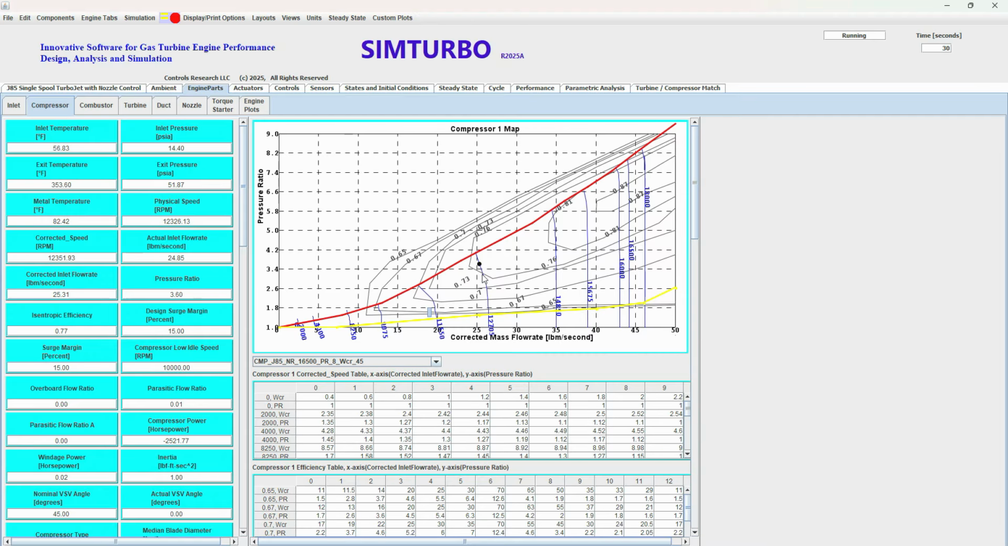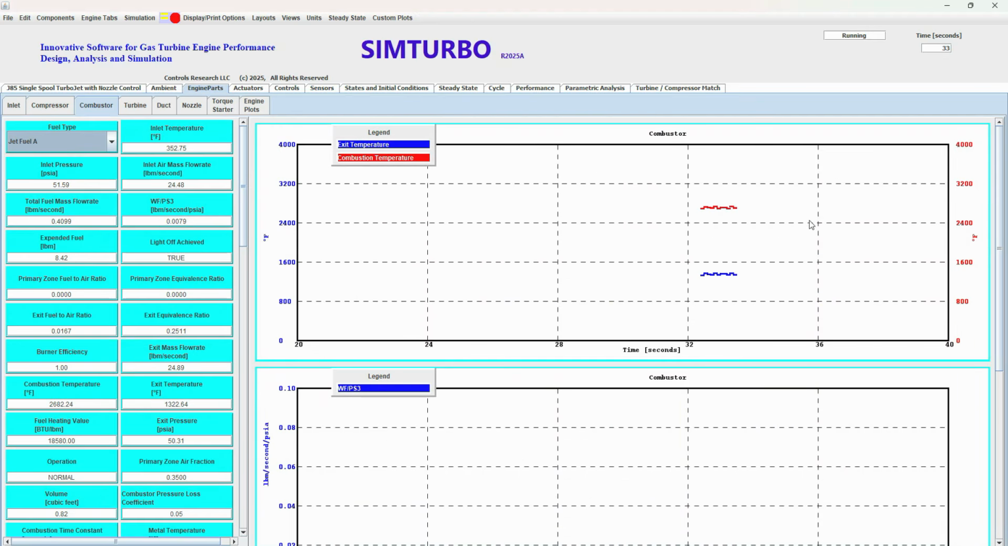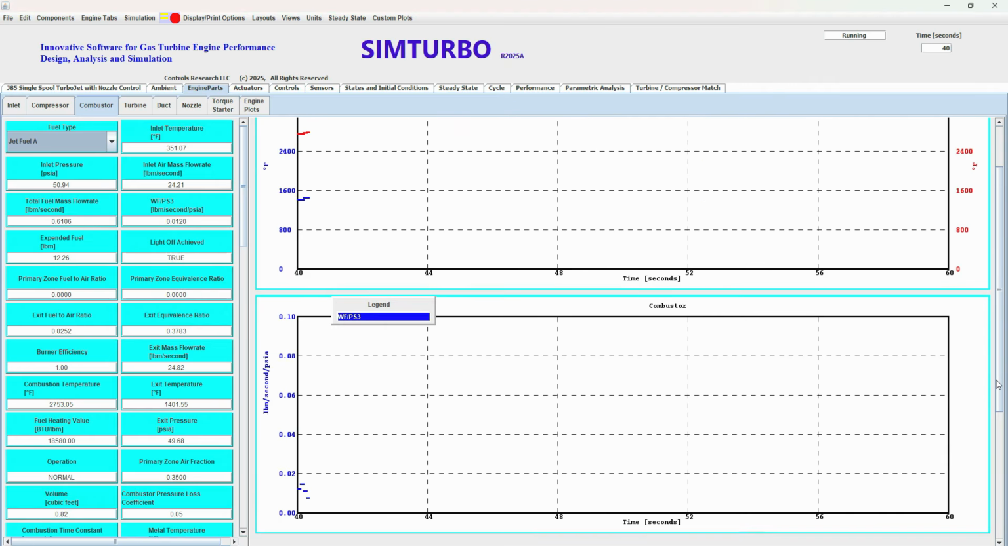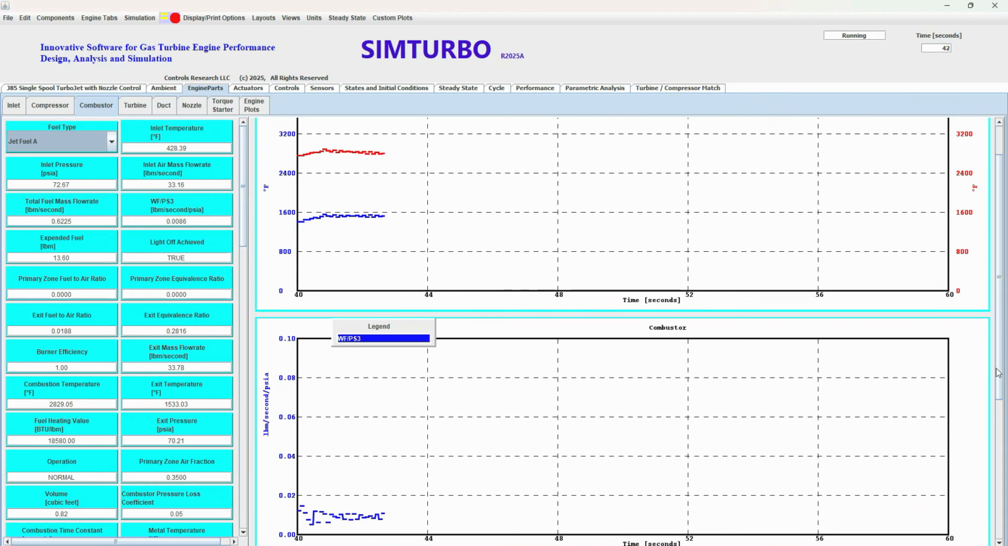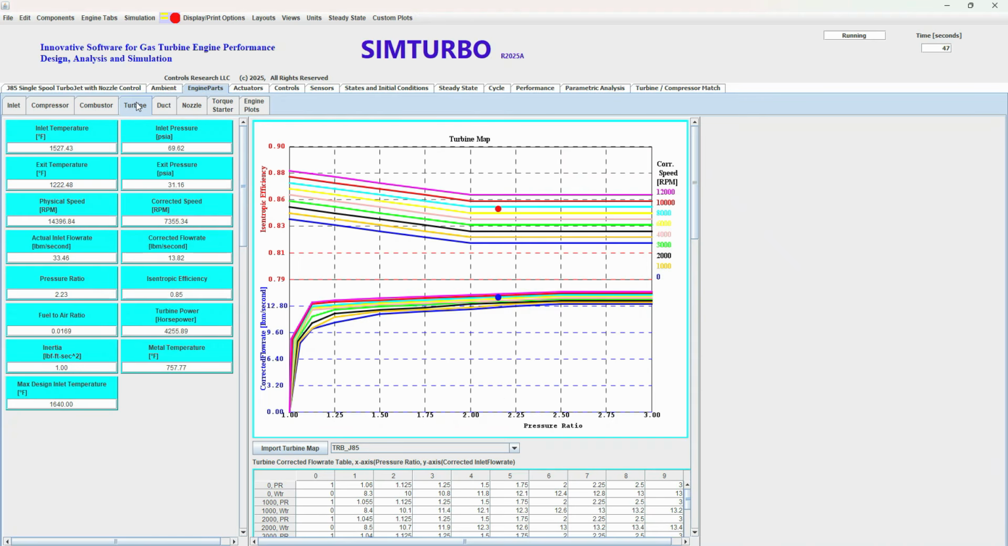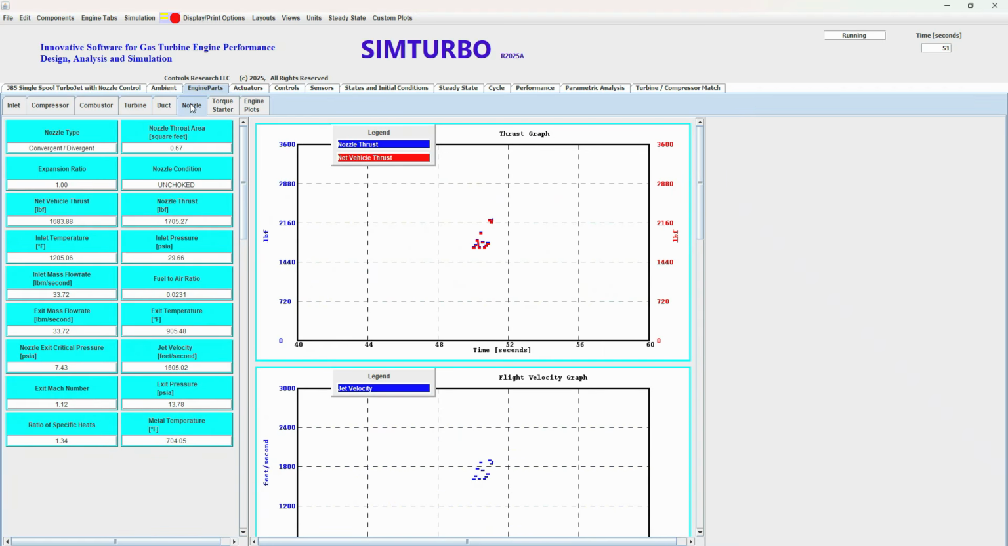For example, we can look at the component tabs that show their parameters as a function of time in both printed and graphical forms. We may look at the compressor map, showing the surge margin at a comfortable design value of 15%. The combustor tab showing the combustion temperature in red and the combustor exit temperature in blue, as well as the WF overpressure value. The turbine map showing the turbine corrected flow rate and efficiency as a function of pressure ratio and corrected speed. The nozzle parameters including thrust and jet velocity.